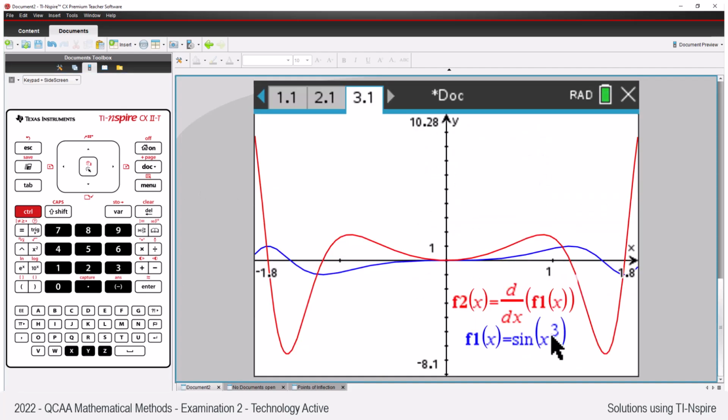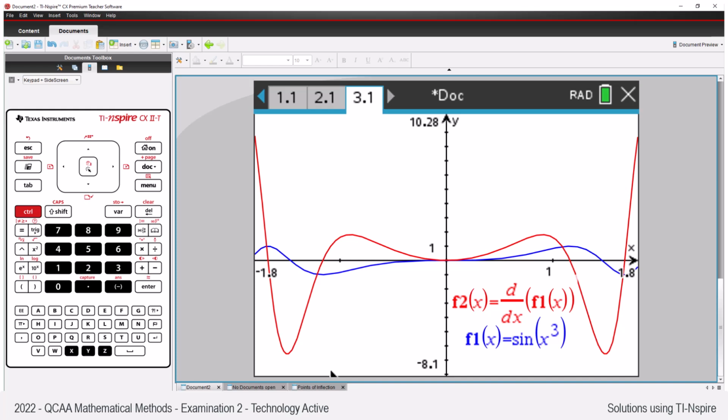So now we get a better picture of what's happening. The turning points on the derivative function align with the second derivative crossing the x-axis. When I say crossing, at the origin, the second derivative does not cross the x-axis.